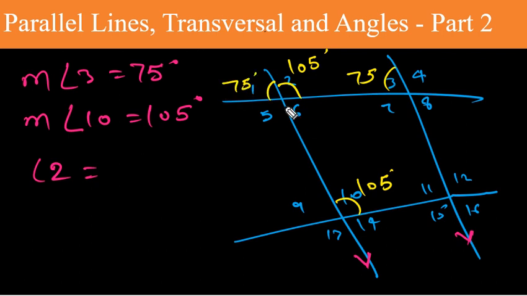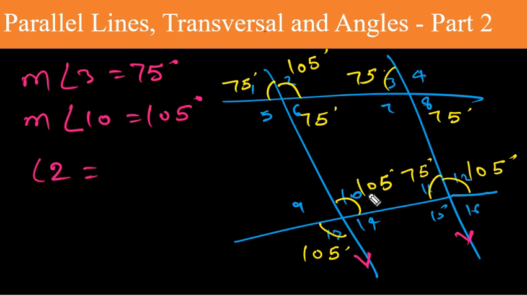How much is angle 6? Vertical angles. How much angle 8? Vertical angles. How much angle 13? Vertical angles. Similarly here, now this is 75. This will be how much? Corresponding angles. Corresponding angles, right? Now this will be how much? Vertical angles. This will be how much? Vertical angles. Similarly, you can solve for all other angles.